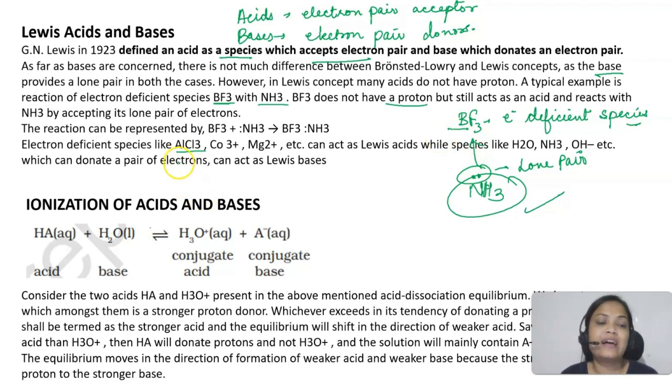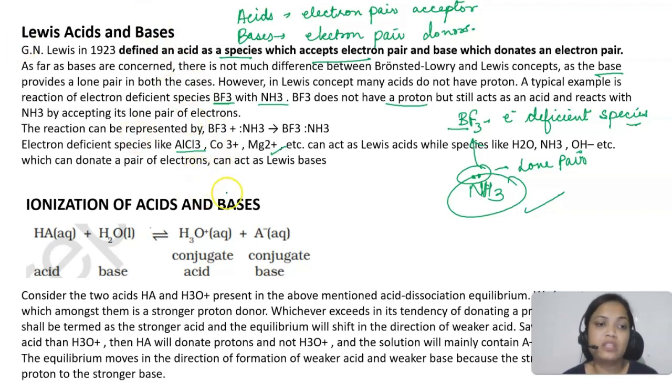Okay, same goes with aluminium chloride, CO3 plus, Mg2 plus. So these are the ones which are accepting electron pairs and then acting as Lewis acid. It is not necessary that they will have proton only. Okay. So that was about the different concepts of acids and bases.